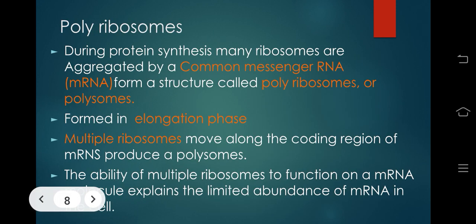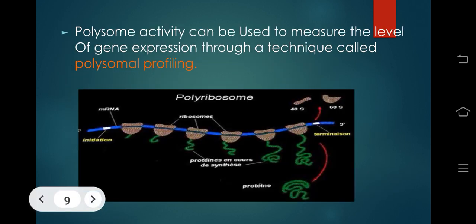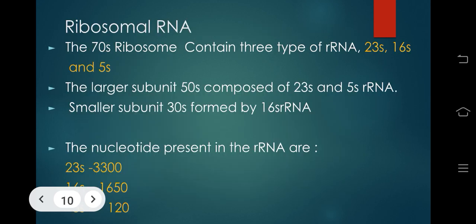Then polyribosomes. During protein synthesis, many ribosomes are aggregated by a common messenger RNA, forming a structure called polyribosomes or polysomes. Formed in the elongation phase, multiple ribosomes move along the coding region of mRNA producing a polysome. The ability of multiple ribosomes to function on an mRNA molecule explains the limited abundance of mRNA in the cell. Polysome activity can be used to measure the level of gene expression through a technique called polysomal profiling. Polysomes are shown.